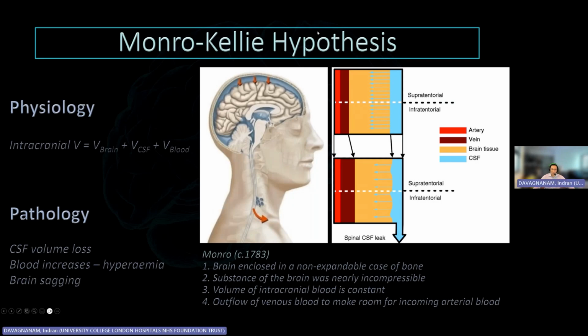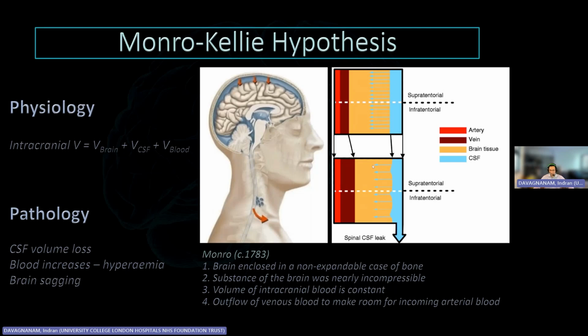The premise for these imaging findings on MRI is based on a hypothesis that was generated in the 1700s by Monro. This is known as the Monro-Kelly hypothesis. And what essentially that encompasses is a closed box theory. So within the closed box, which is your cranium, you have differing components which occupy space. So all of those components are in some form of equilibrium.